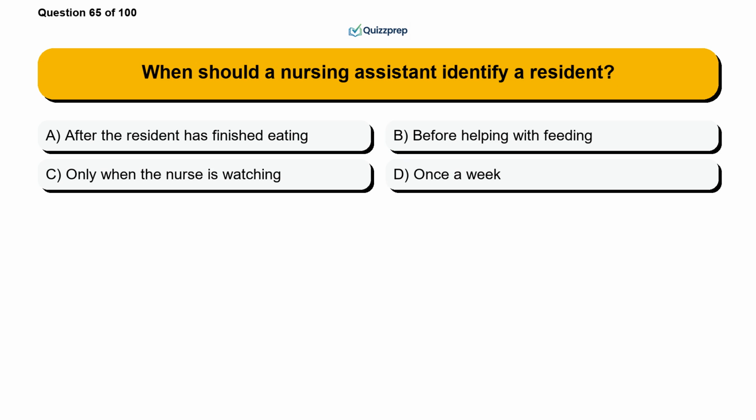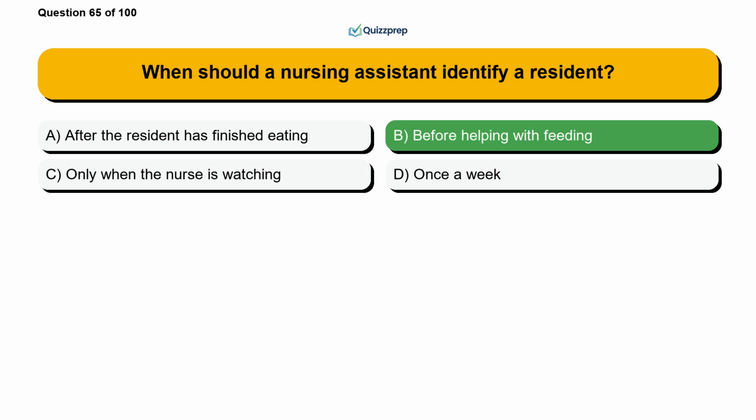Question 65. When should a nursing assistant identify a resident? Option A, after the resident has finished eating. Option B, before helping with feeding. Option C, only when the nurse is watching. Option D, once a week. The correct answer is option B, before helping with feeding.